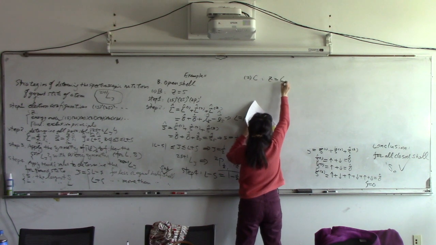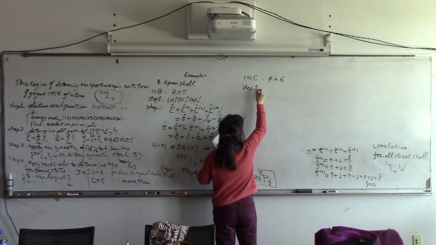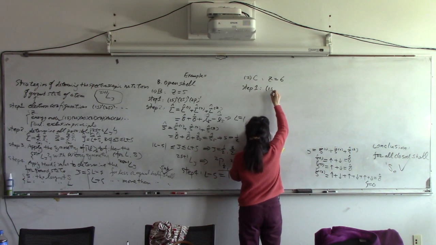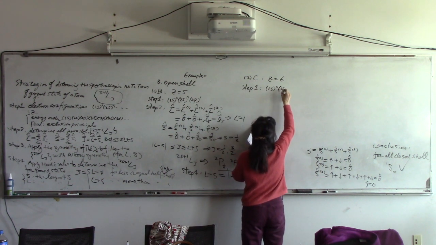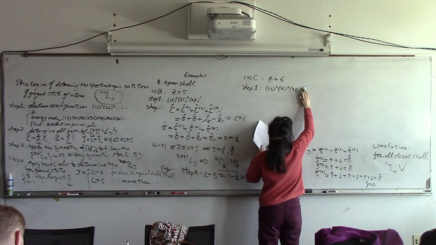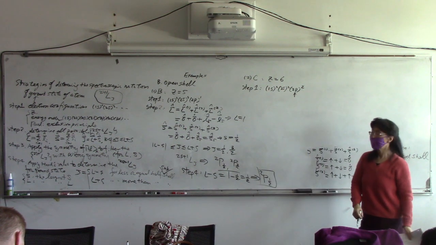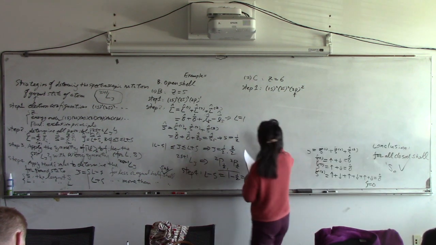Atomic number 6, right? So first, step 1, the configuration: 1s 2 electrons, 2s 2 electrons, and 2p 2 electrons, right? So that is the open shell. Okay, so then we go to step 2.